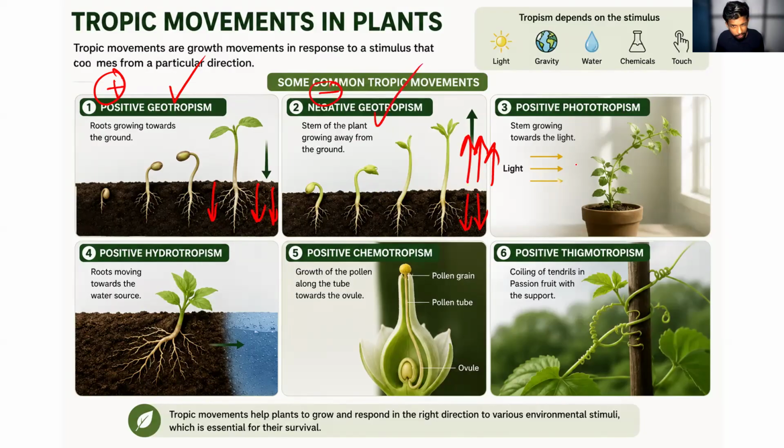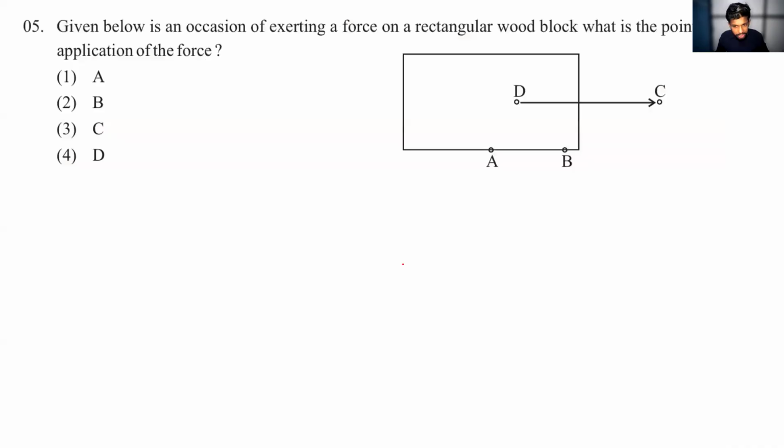You know, the stems are moving towards the light. So positive phototropism. Photo means light. Positive phototropism. Fourth one: the stems are moving towards the water. So positive hydrotropism. Hydro means water. And here positive chemotropism. You may remember that I have explained by using another picture, right? In the theory class, but I don't have the picture for that one today.